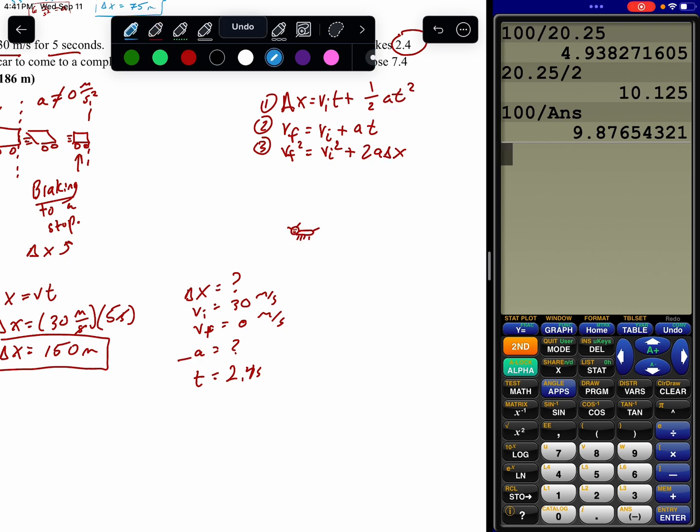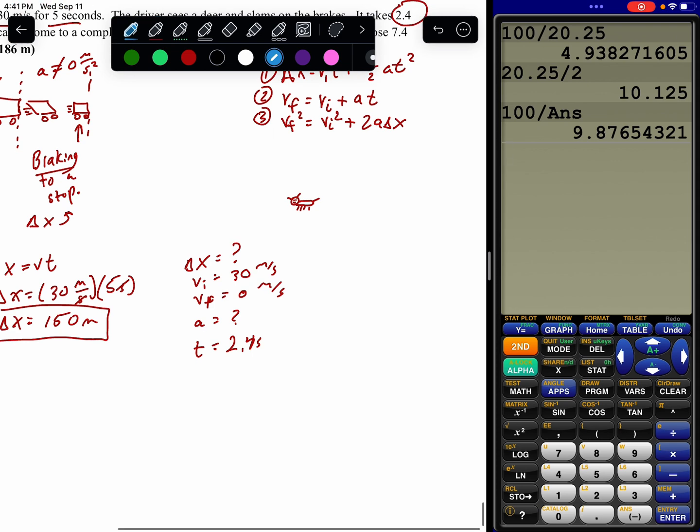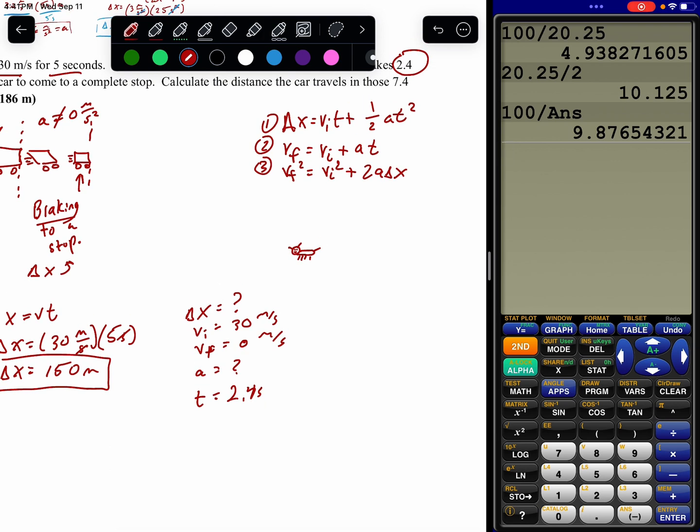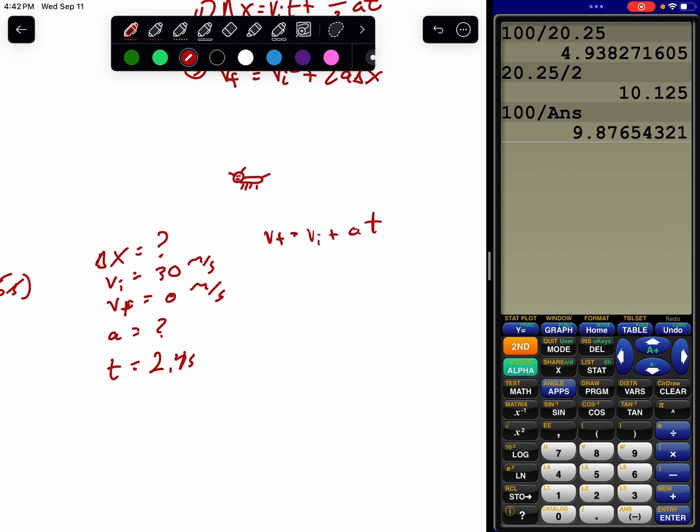So how about this? Let's solve for acceleration first, and then use that to solve for our delta x, just like we did in the last question. So let's solve for a. We are going to ignore delta x for now. And we are looking for an equation that has a in it, vf, vi, and t. I think this equation is the one for us. So v final equals v initial plus a t. Let's figure out what sort of acceleration we've got.